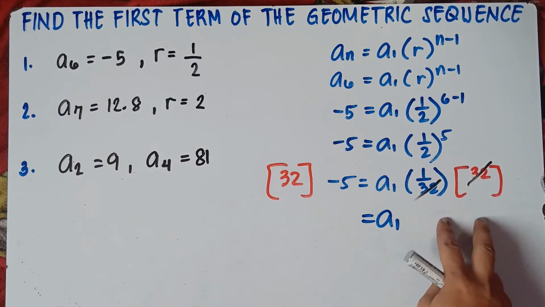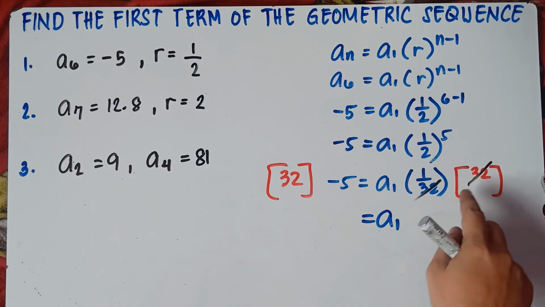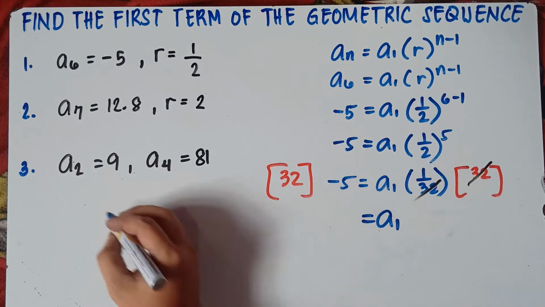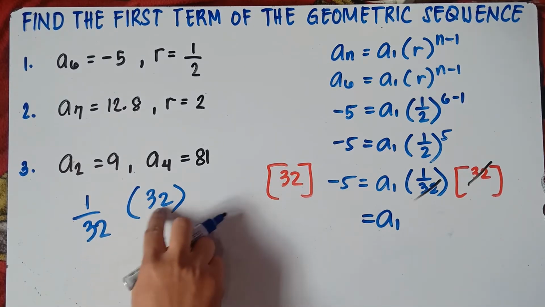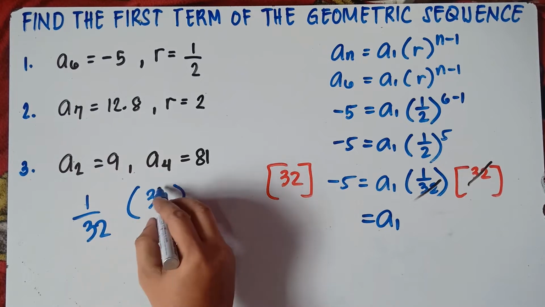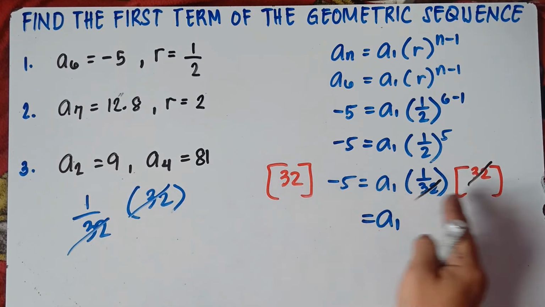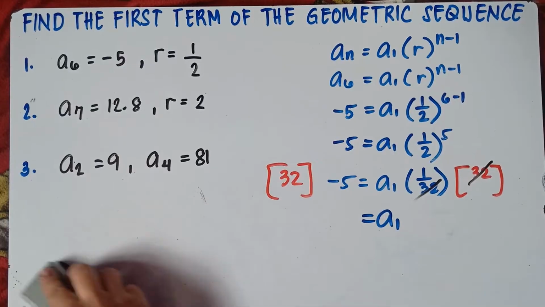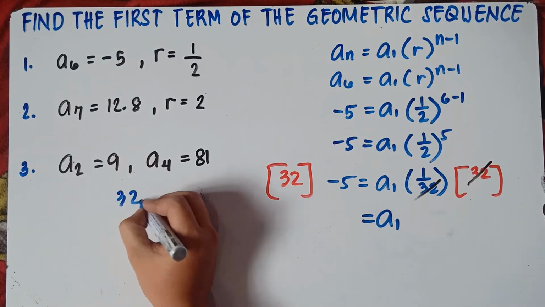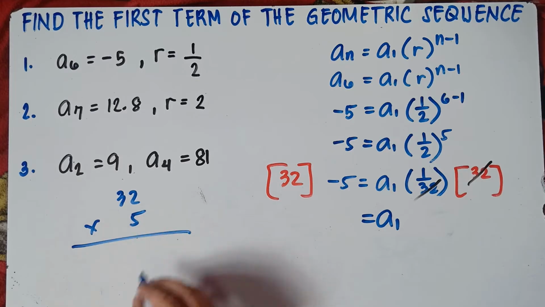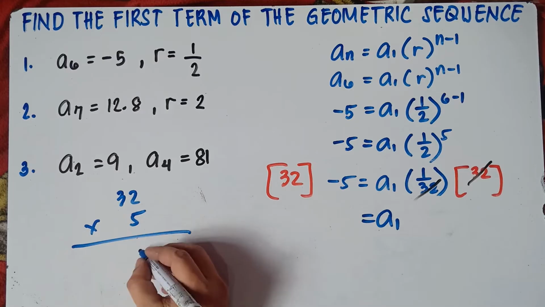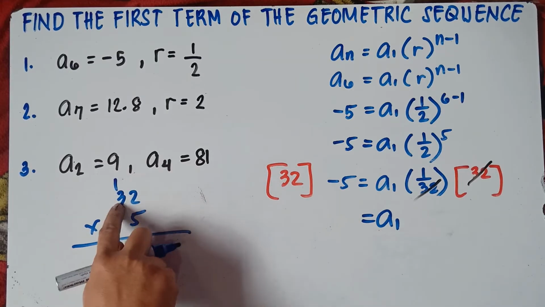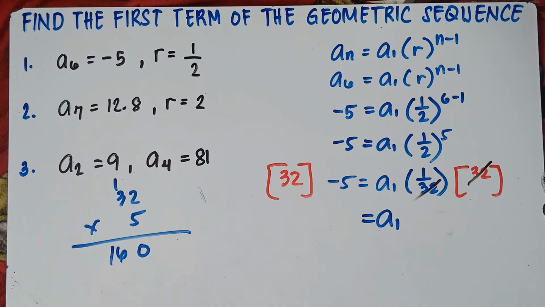Multiplication property of equality. Since this is 1 over 32, you multiply both sides by 32. Why is that, sir? Because 1 over 32 times 32, you can cancel this out, class. 32 divided by 32 is 1. So that's why we multiply both sides by 32. And then 32 times -5. Of course, the answer is negative because positive times negative is negative. So 5 times 2 is 10, 0 carry 1. 5 times 3 is 15, plus 1 is 16. So -160.